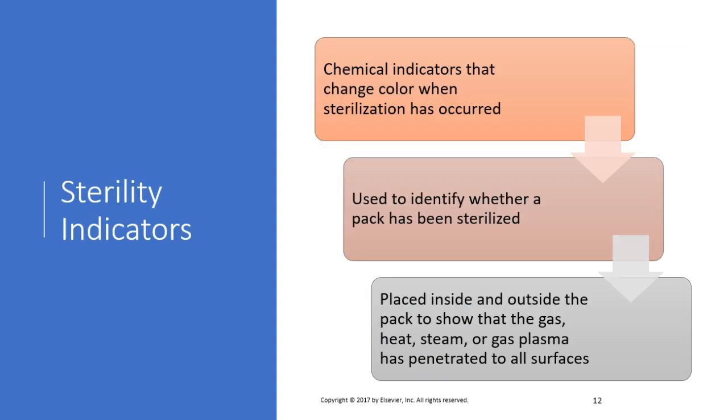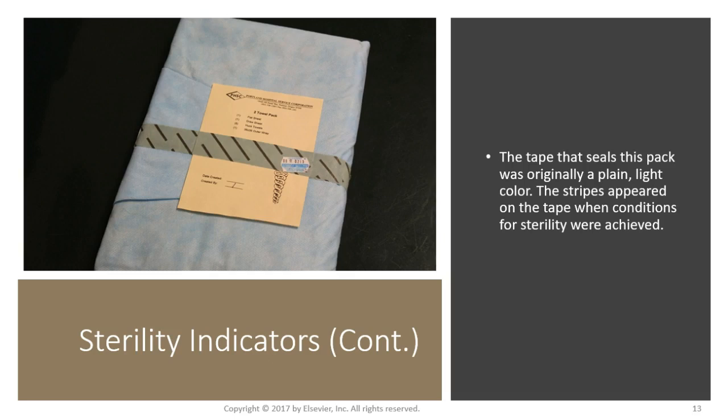Sterility indicators. So there's a chemical indicator that changes color when sterilization has occurred. It's used to identify whether a pack has been sterilized. It's placed inside and outside the pack to show that the gas, heat, steam, or gas plasma has penetrated all surfaces. And you can see here we have the tape. That tape is just clear masking tape, and then once it's been through the sterilization, it has the black stripes, and then you have this document here. Typically, it changes colors.